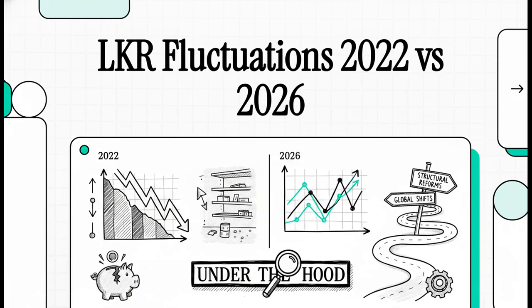Welcome to this explainer. Today, we're diving straight into a fascinating economic case study that absolutely perfectly highlights how surface level numbers can, well, sometimes hide completely different underlying realities. We're going to explore the Sri Lankan rupee and its wild fluctuations against the US dollar across two very distinct, highly consequential periods, 2022 and 2026.